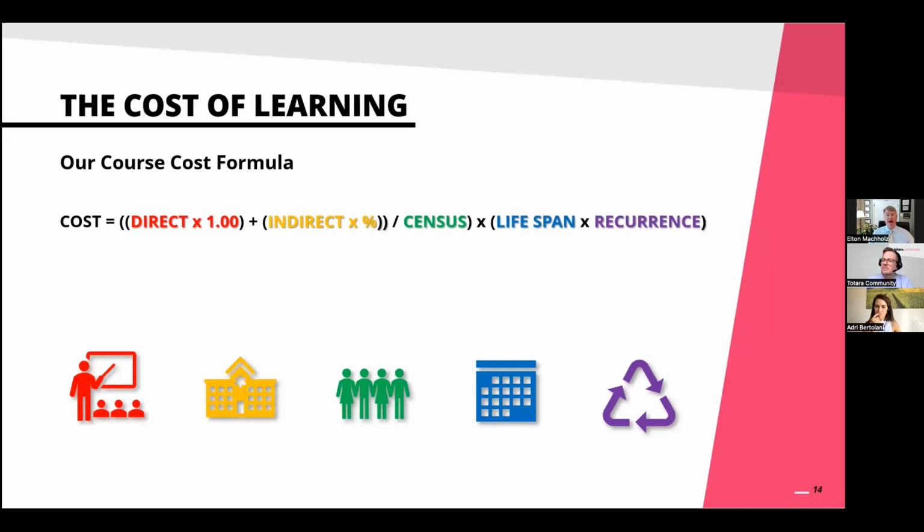We then add that to the indirect costs, and then we calculate that by the percentage that we're going to apply. As I said earlier, for this example, we are going to use 1.75%. We would divide that into the total audience size, or the census, and then multiply that by the sum of the lifespan times the recurrence.